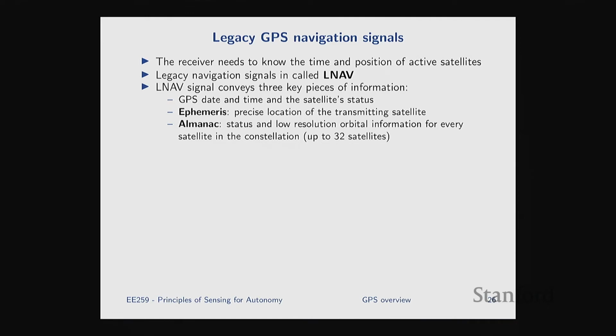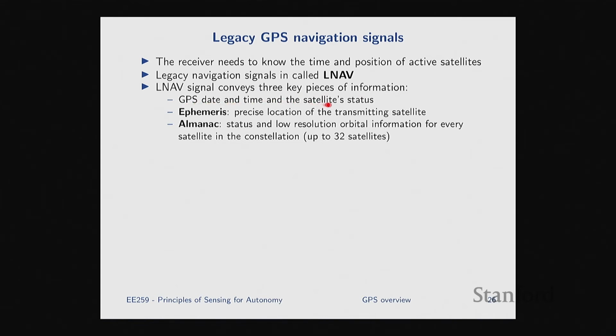All right, let's talk about the legacy navigation signal. The legacy navigation signal is called LNAV, L for legacy, NAV for navigation. And as I said, these are human understandable signals. So these are not like ranging codes, these are like mathematical bit streams. These are like data packets on the internet. And the LNAV signals contain three key pieces of information.